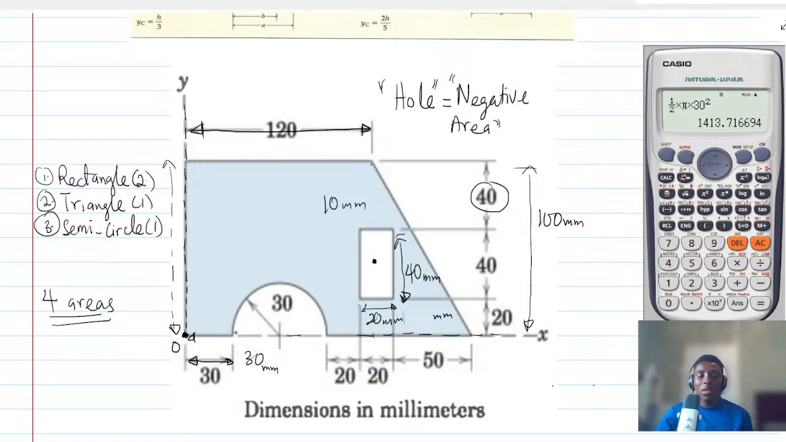But please, let's come back to the area. So for the semicircle, what do you think? Should we negate the area or not? What do you think?